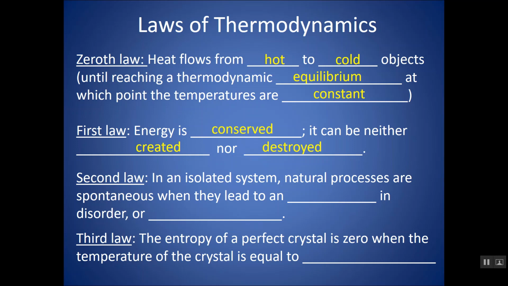The second law is that in an isolated system, natural processes are spontaneous, meaning they occur naturally without outside intervention, anytime they lead to an increase in disorder, which is also called entropy. And we'll look at that more when we get to chapter 17. And the third law is that the entropy of a perfect crystal is 0 when the temperature of the crystal is equal to absolute 0. Essentially, absolute 0 is when all movement and all randomness stop and you have perfect order.